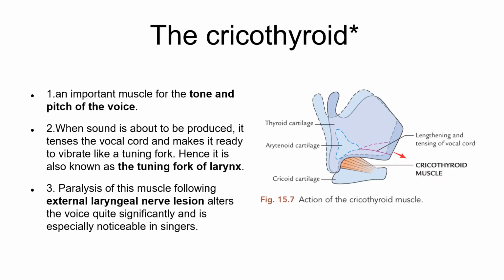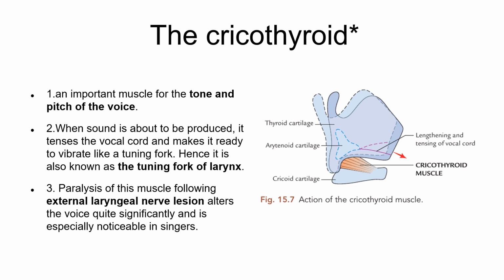Now, some important points about cricothyroid. This cricothyroid muscle is responsible for the maintenance of tone and pitch of the voice, and the sound production depends on the movements of the vocal cord. That's why when this muscle moves, vocal cords will be tensed. So this muscle is rightly called the tuning fork of the larynx. Cricothyroid is also called the tuning fork of the larynx.